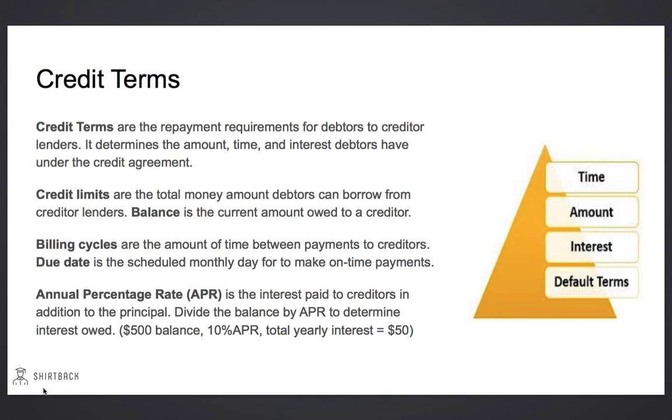A billing cycle is the amount of time between payments to creditors. They are typically monthly. The due date is the scheduled monthly day for a debtor to make an on-time payment. APR is short for annual percentage rate. This is the interest that is paid to the creditor in addition to the principal. To figure out the APR, you would divide the balance by the amount of interest owed.